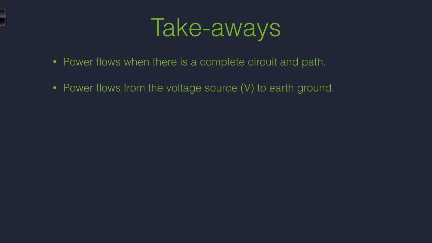So let's just wrap up here with some takeaways. Ready? Power flows when there's a complete circuit and path. Power flows from the voltage source, right? It comes through the source, through the wires, into your home, turns on the lamp, and then flows through to earth ground. And there's a rod in the ground, actually physically connecting it down into the earth ground.